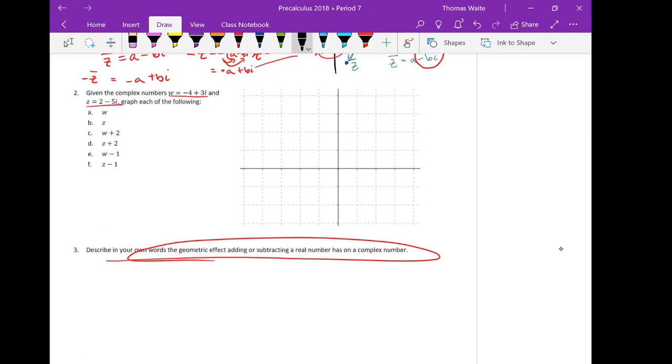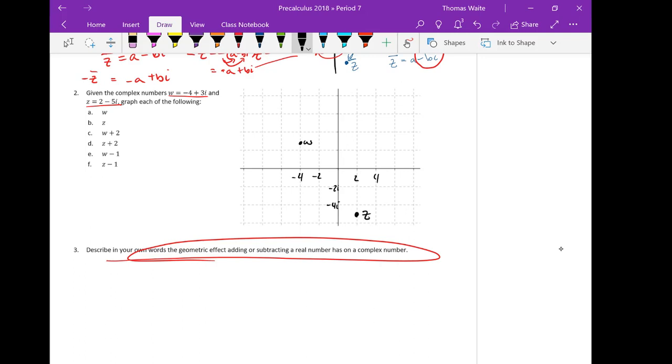So I'm going to start over here. All right, so w is negative 4 plus 3i. W is going to be right there. Z is 2 minus 5i. We don't have enough space here. I'm going to relabel my axes. I'm going to make this negative 4 here, negative 2, 2, 4, negative 2i. Okay, here we go. Negative 4 plus 3i would be right here, is my w. 2 minus 5i would be right down here, is my z.